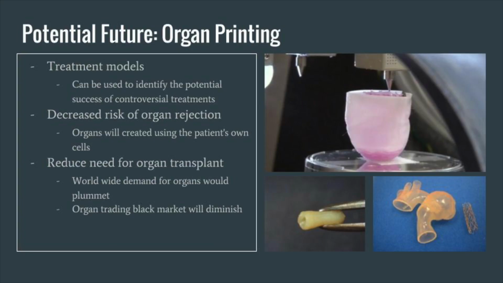One of the future potentials of 3D printing is organ printing. There are three main ways that this can help. There are treatment models, which can be used to identify potential success of controversial treatments. 3D printing organs can also decrease risk for organ rejection because you'll be using the patient's very own cells to create their new organs, while also reducing the demand for organ transplants, which can actually put a halt to drug trafficking black markets and make the demand for organs such as kidneys and livers dramatically decrease.